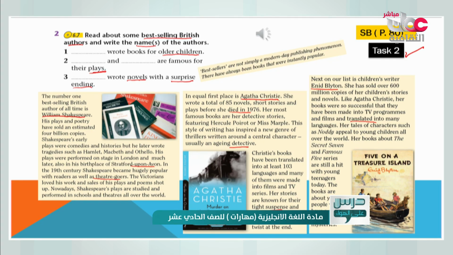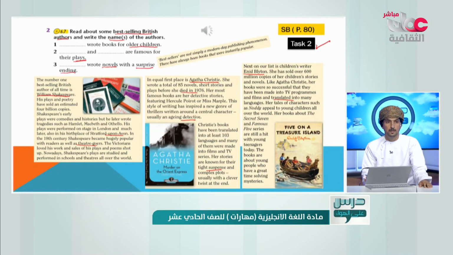So now you have read the text, and I hope you enjoy reading it. Now let us do the task together. Number one, you have to find the author who wrote for older children. Let's now see and try to find the answer quickly. And as a help, I will tell you that it is in the last one. You will find it here. You will find young teenagers. We have got here young people. So we have got here number one, Enid Blyton. This is number one. Now let's see number two.